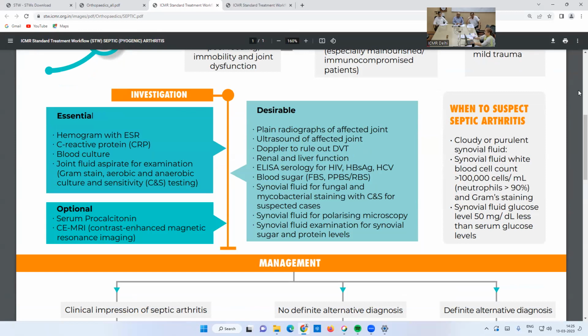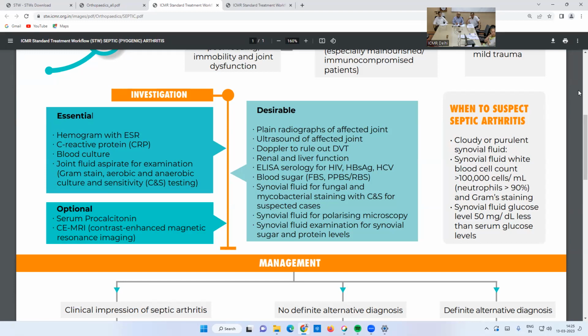So these are the essential tests, but there are some desirable tests which may be advised. For example, a plain radiograph of the affected joint. Ultrasound is very helpful. Sometimes we have to look for the effusion, and it will also help in taking the samples out. Then Doppler is needed, because the septic arthritis patient may develop deep vein thrombosis. So this is an important investigation that can be asked for.